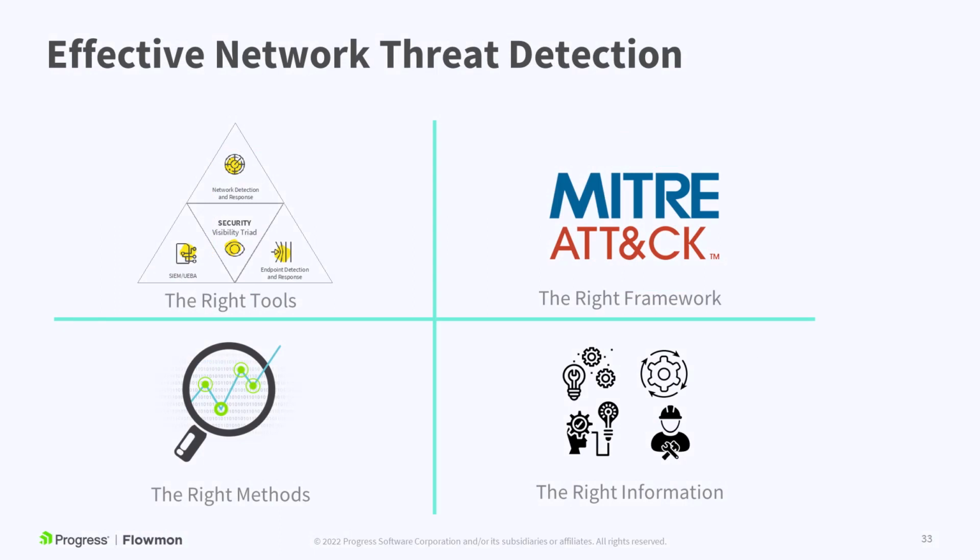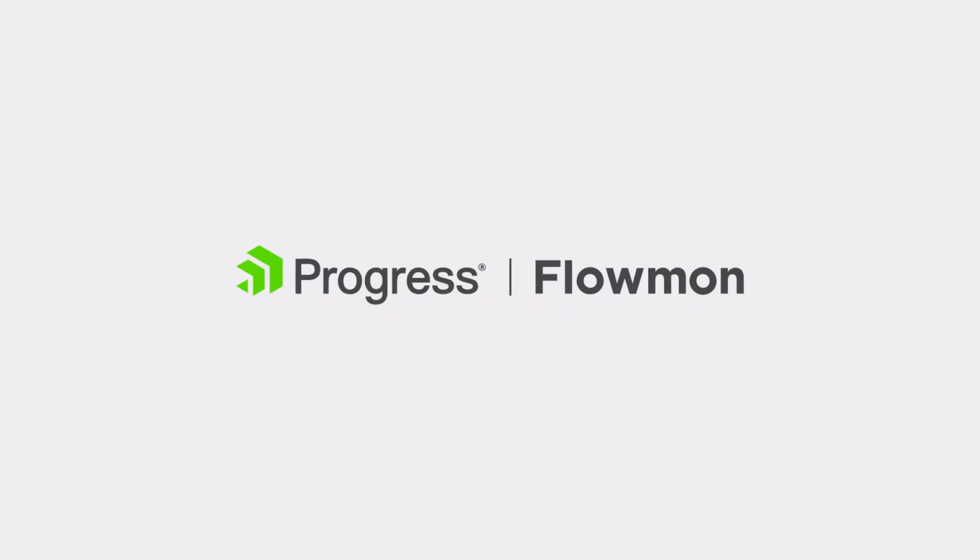In order to have effective network threat detection, which we firmly believe is the absolute best approach for not only discovering, but mitigating cyber attacks, you need the right tools in the toolkit. You need the right framework, which is the proven MITRE ATT&CK framework, to map an attacker's steps. And you need the right methods to understand what an attacker is doing. And you need the right information to tool you with the critical knowledge to be wise and to be successful. You will achieve effective network threat detection when you deploy Flowmon in your network.